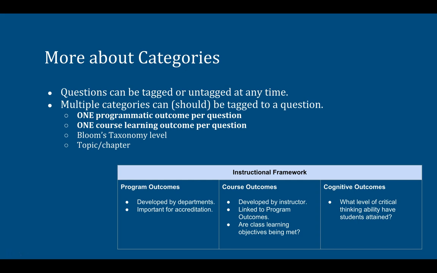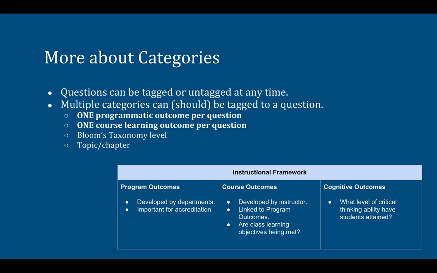Multiple categories can and should be tagged to a question, but you should really only be tagging to one particular outcome type per question. So what I mean by that is you could have a bunch of different types of outcomes that are important for you to track. These could be things like program outcomes, course outcomes, Bloom's taxonomy level, or topic or chapter within the class. So you can tag to each of those, but you should only be tagging to one of the subcategories within each of those.